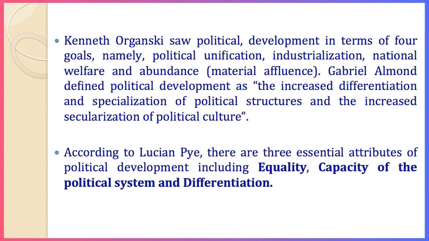Kenneth Organski saw political development in terms of four goals, namely political unification, industrialization, national welfare, and abundance, meaning material affluence. Gabriel Almond defined political development as the increased differentiation and specialization of political structures and the increased secularization of political culture. According to Lucian Pye, there are three essential attributes of political development, including equality, capacity of the political system, and differentiation. According to Lucian Pye, the degree of development in any country can be assessed with the help of the characteristics of equality, differentiation, and capacity.